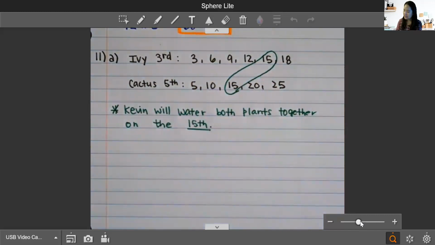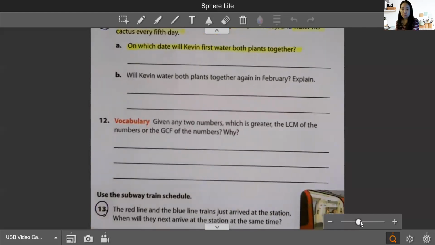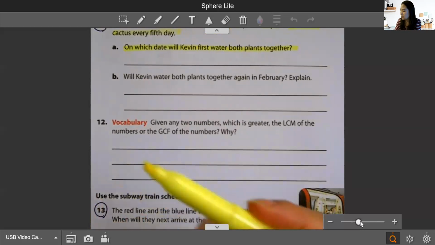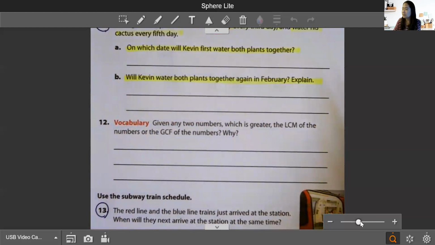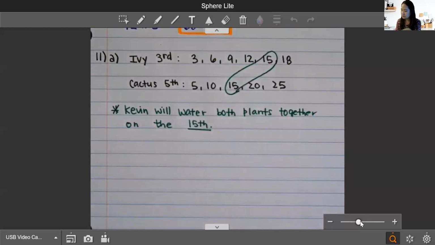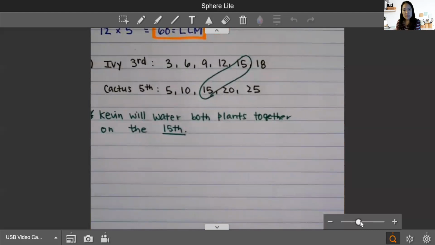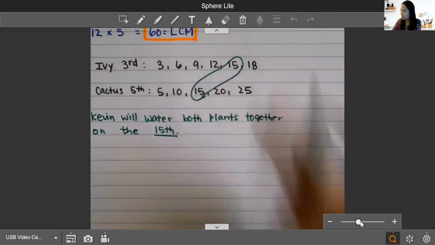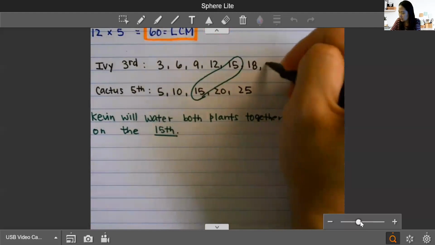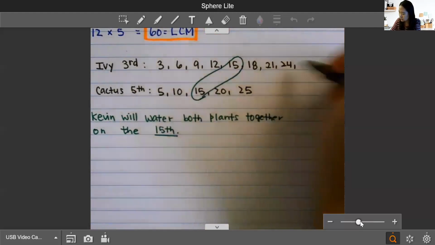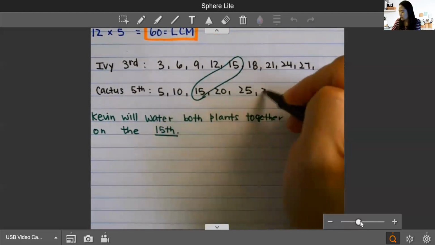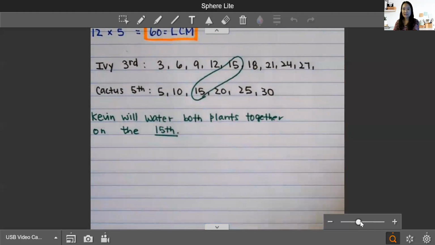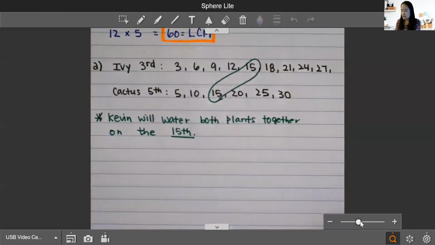Okay, and then let's take a look at question B. It says, will Kevin water both plants together again in February? Explain your answer. Okay, well, let's just keep going and write more multiples. 21, 24, 27, 30. Now, I want you to think about it.